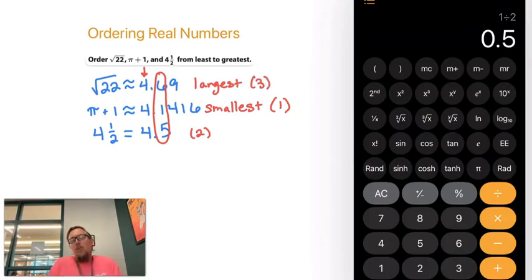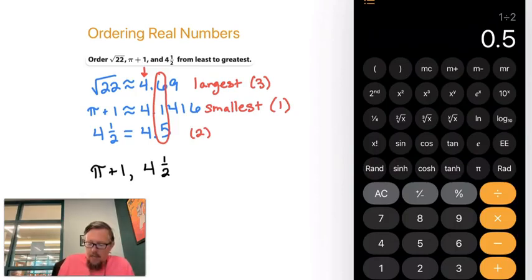When we put these in order, we don't want to write them as decimals. We were just using the decimals to figure out which one was greatest and smallest. Once we have them figured out, we write them in the order that they actually were. So the smallest is pi plus 1. Next is 4.5. And last is the square root of 22. That's in order from smallest to largest. So we turn all three numbers into decimals, compare the decimals to figure out the order, and then write them in order from smallest to largest.